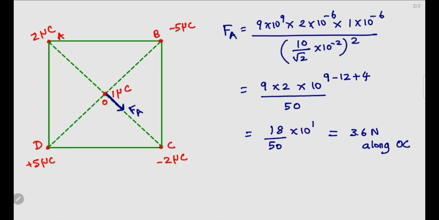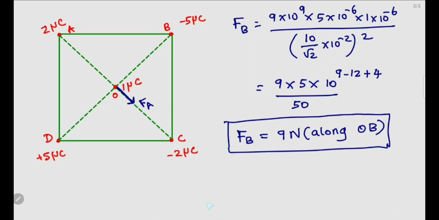See, I have written for force A, K value, charge values. So if the sides are 10 centimeter, diagonal will be 10 root 2. So by using Pythagoras, and what we need is half the diagonal, so 10 by root 2. So I have written the half diagonal value also square, and I have found out the answer. So 3.6 Newton along OC. This is force because of the charge at A.